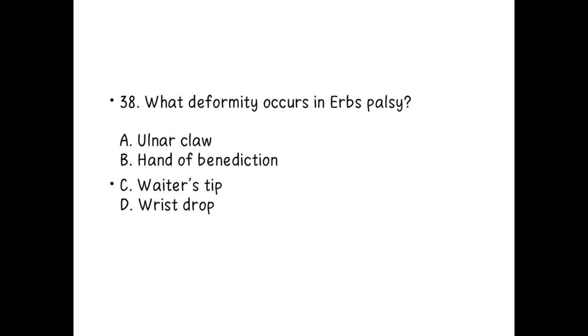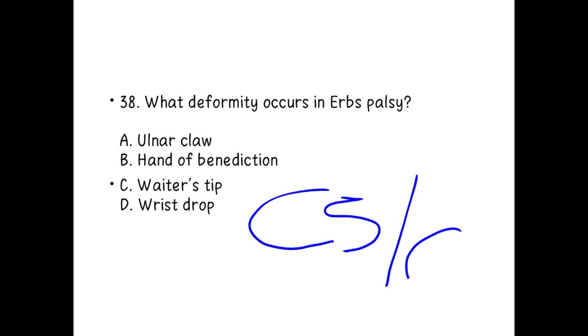Number 38. What deformity occurs in Erb's palsy? A, ulnar claw. B, hand of benediction. C, waiter's tip. D, wrist drop. What's the answer? Remember, Erb's palsy relates to damage to the upper trunk, from C5 and C6 to be precise. So the right answer to this question is C, waiter's tip. Now, waiter's tip can also be called policeman's tip, so note it in case they interchange it in your MCQ in your course or MB.